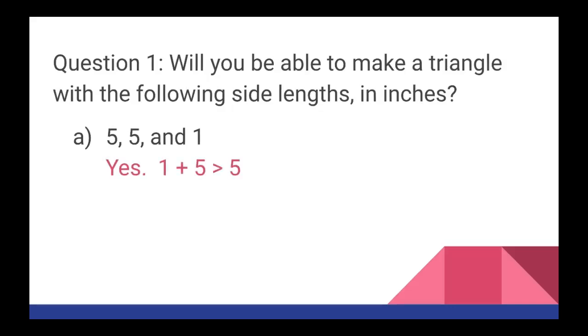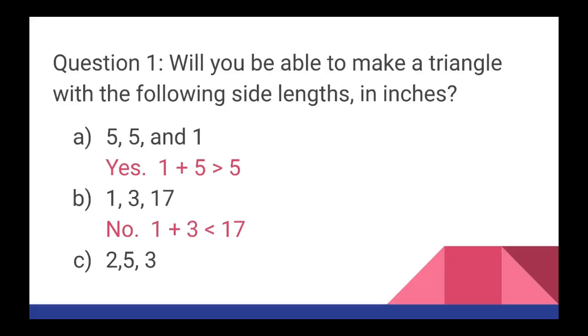Well, yes, you could. 5 would be one of the longer sides, and the two short sides, 1 plus 5, that would be bigger than 5. It would be 6, so they'd connect and be able to make a triangle. How about 1, 3, and 17? No, those would not work because 1 and 3 would be so short they'd only add up to 4. They wouldn't reach all the way to the 17 side. And how about 2, 5, and 3? Well, in this case, the two short sides, 2 plus 3, they equal exactly 5. So no, they're going to flatten out to make a straight line. It won't be enough space to make a triangle.